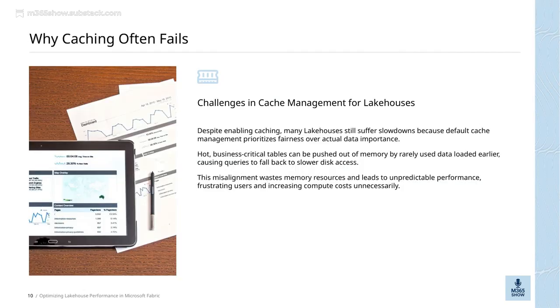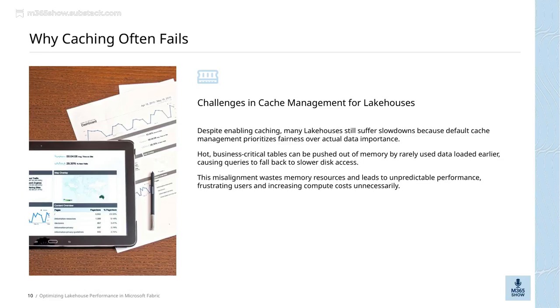Let's talk about why caching often fails in Lakehouses. Even when you enable caching, many systems still experience slowdowns. The main reason is that the default cache management tends to prioritize fairness over the actual importance of the data. What does that mean? Well, it often pushes out the most critical, business-critical tables from memory to make room for less important, rarely used data.